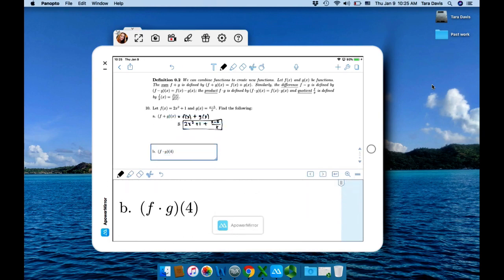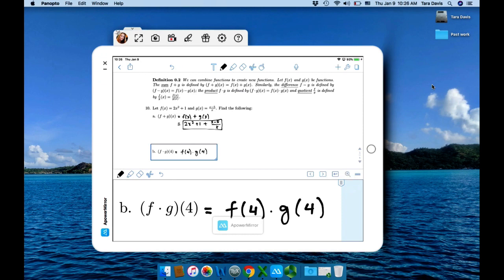Contrast this with part B, which is asking for f times g of 4. Since I'm putting in a number, I'm going to get out a number. Okay, so you have two options. Like one, you can find f times g of x, like what we did earlier, and then plug in x equals 4. Or, this is what I'm going to do, you can find f of 4 and g of 4 and multiply them together. What I mean is that by the definition of product, this is equal to f of 4 times g of 4.